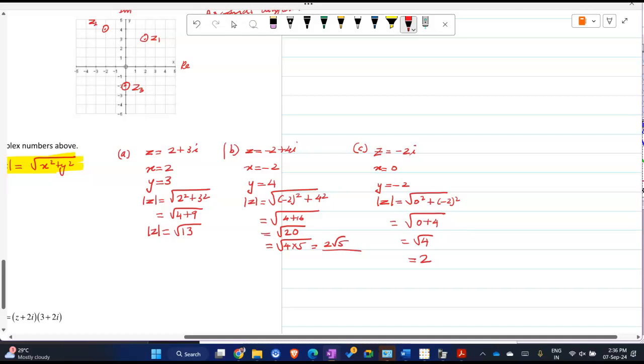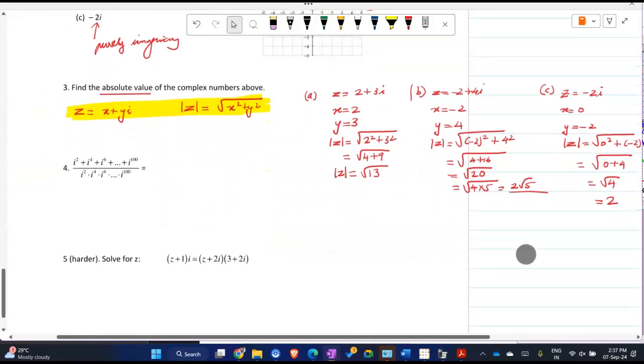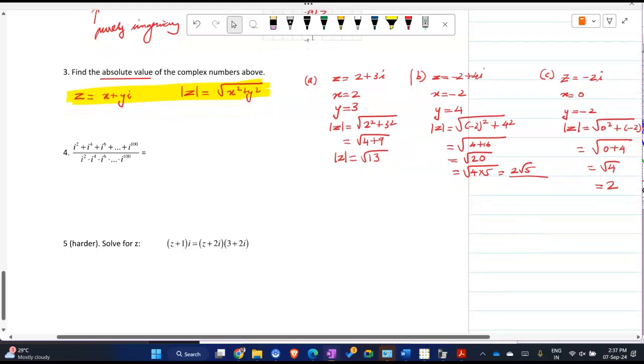You followed how to find the modulus of a complex number? It's also called the modulus. The other word for absolute value is the modulus.